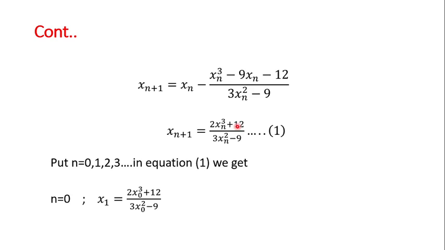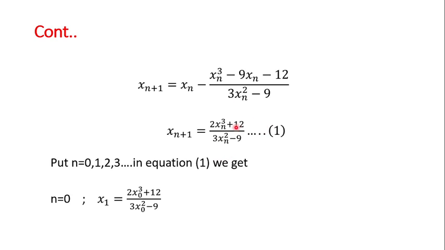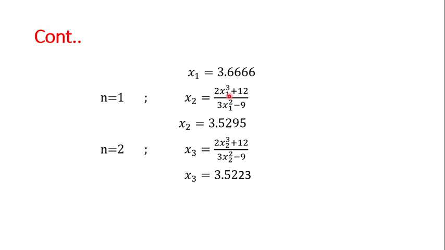Put n is equal to 0. We get the first approximation: x1 is equal to 2 into x0 cube plus 12 divided by 3x0 square minus 9, where x0 is 3. So put x0 is equal to 3 and we get the x1 value. Then put n is equal to 1 in equation 1. We get x2 is equal to 2x1 cube plus 12 divided by 3x1 square minus 9. Substitute the x1 value, and we get 3.5295.